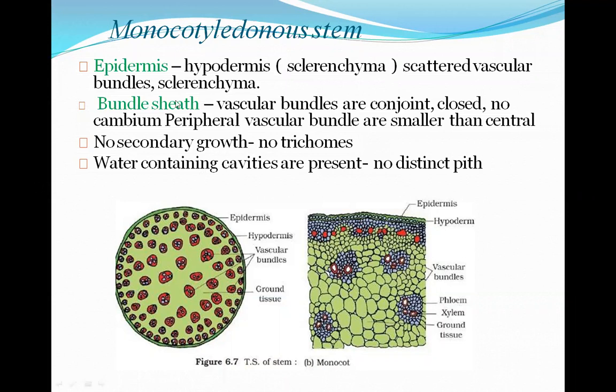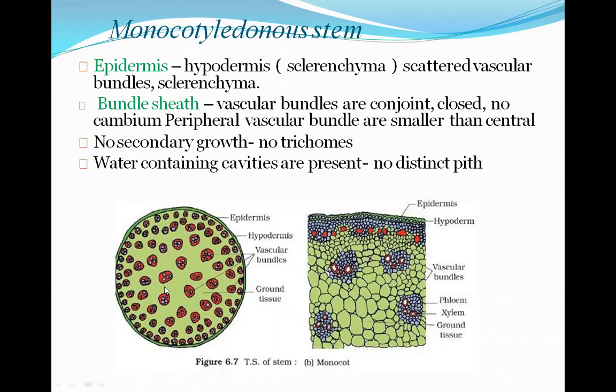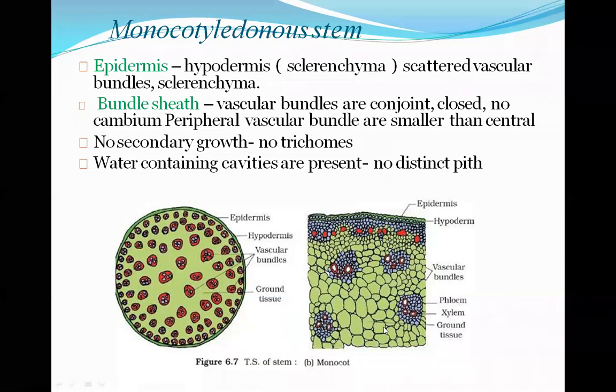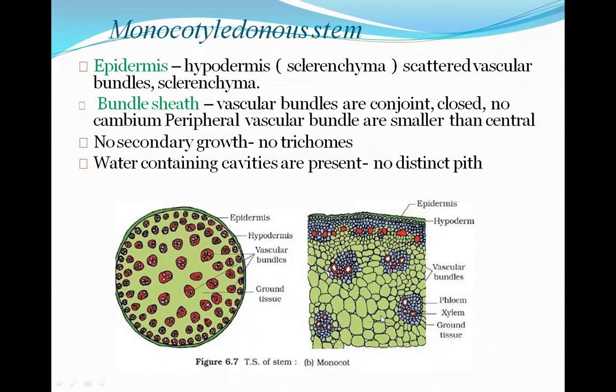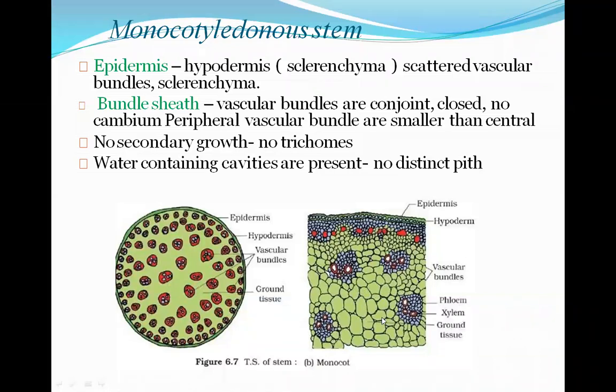And the last point of the monocot stem is that water containing cavities are present and no distinct pith is observed. So here there will be the presence of water containing cavities in the middle of the cells observed in this stem, and there will be no distinct pith. That means you cannot distinguish where exactly a pith is present. You can see here that there is no presence of pith, but in the middle, all the cells which are comparatively larger in size with green color are coming under the ground tissue system.